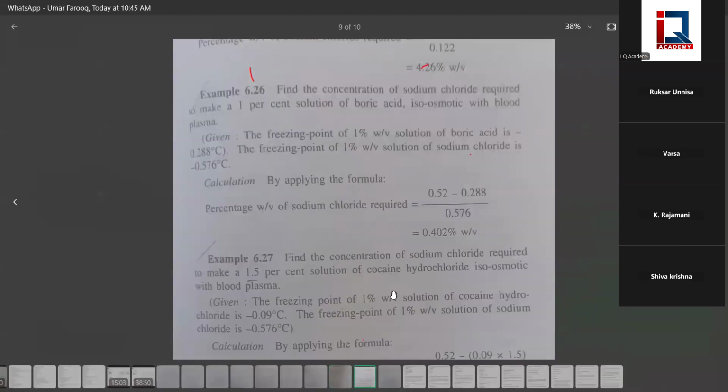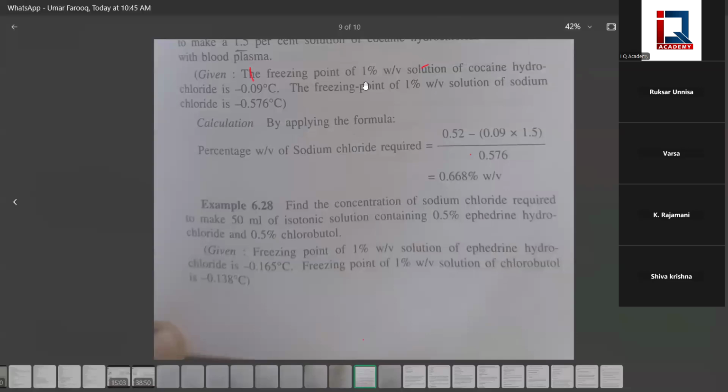See, so what is the question? Find the concentration of sodium chloride required to make 50 ml of isotonic solution containing 0.5% ephedrine hydrochloride and 0.5% chlorobutanol.